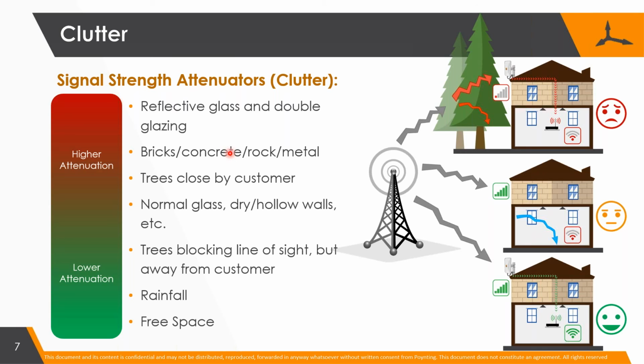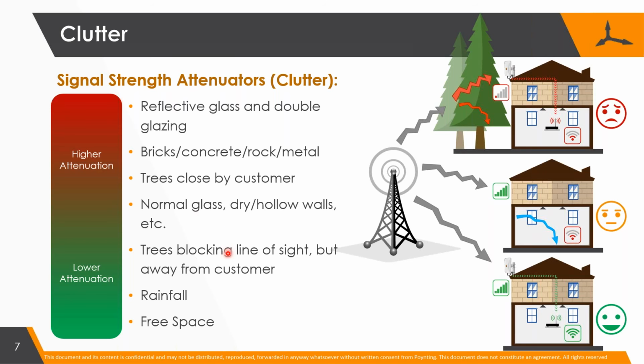Bricks, concrete, rock, metal, of course, is a big block to the signal. Then, and this I will discuss in a lot of detail, trees close by have a severe impact on signal strength. That doesn't mean that trees in general are a big problem, and I'll get to that a little bit later. Normal glass and dry hollow walls have not such a big impact. In other words, if you look at these aspects, you'll get a number of dBs lost. You still suffer from the multipath once you're inside, but the penetration is actually not too bad.